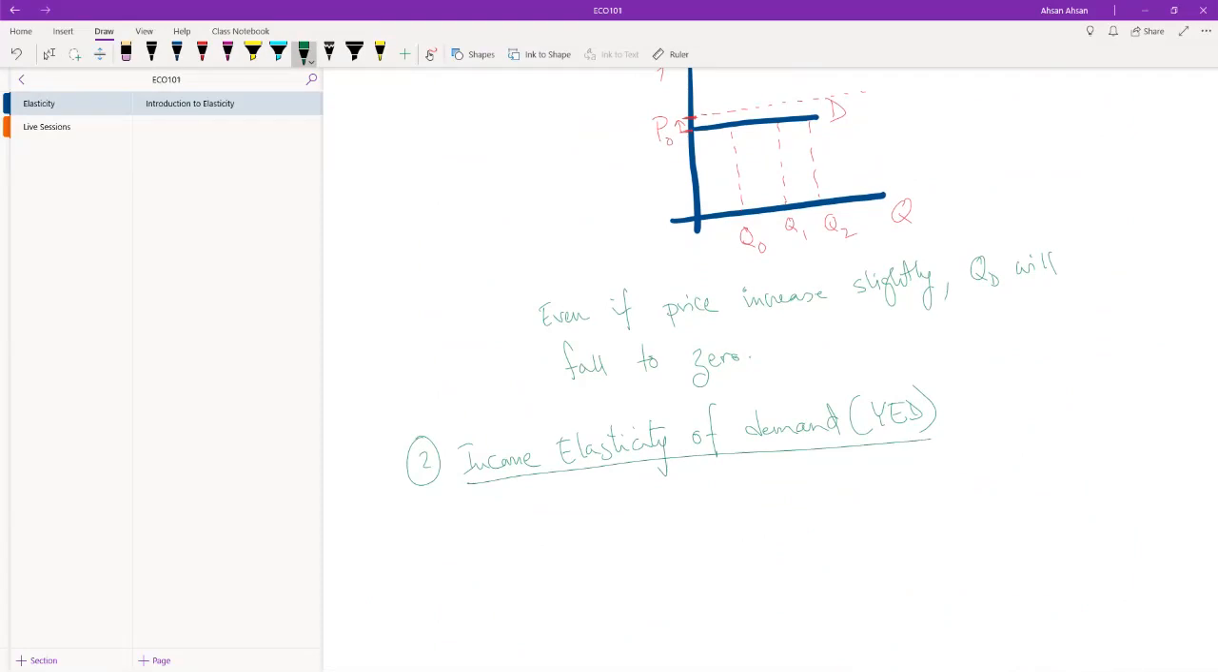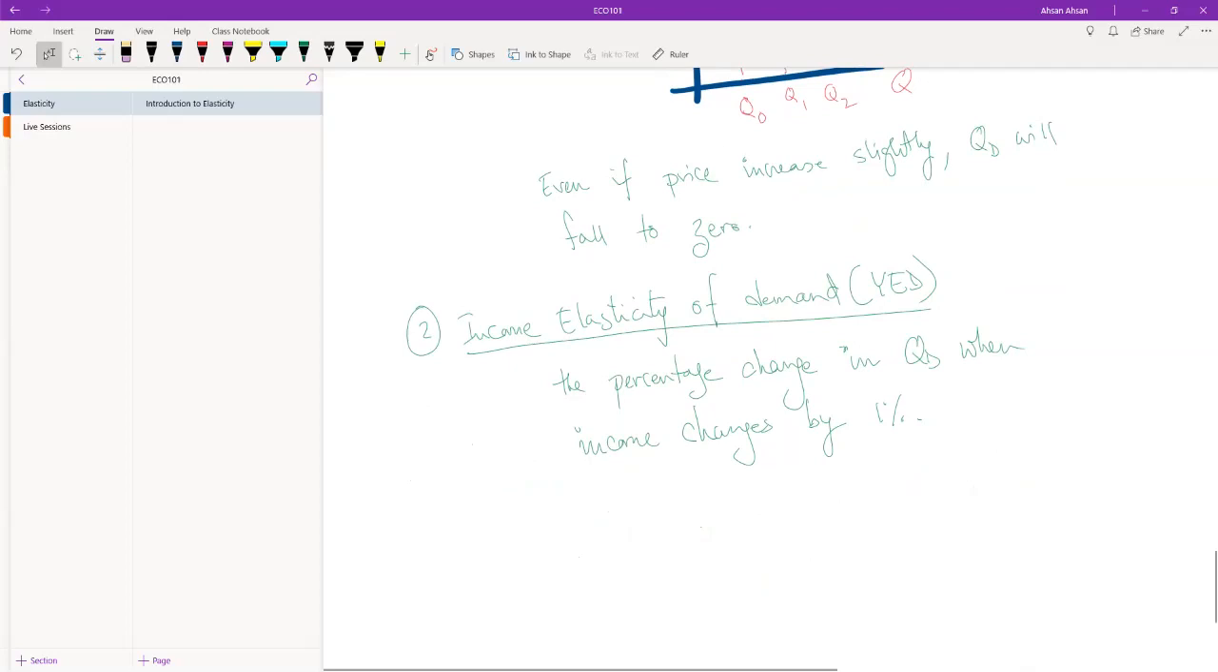So once again, the definition, as I said before, if you look at different books, you'll find different definitions. But the way I like to define this is by saying that YED measures the percentage change in quantity demanded when income changes by 1%.